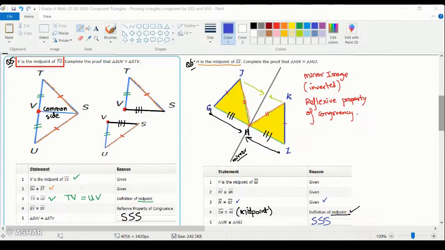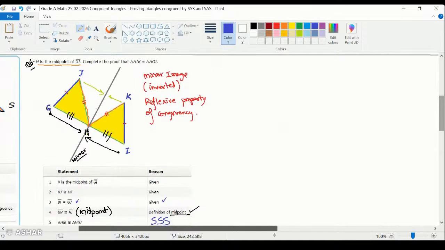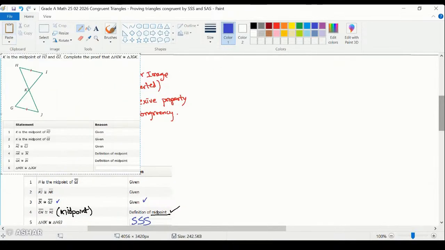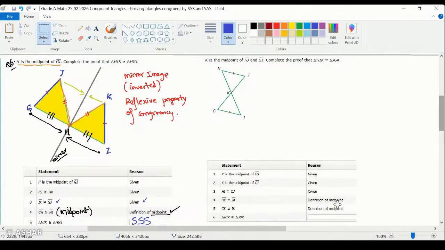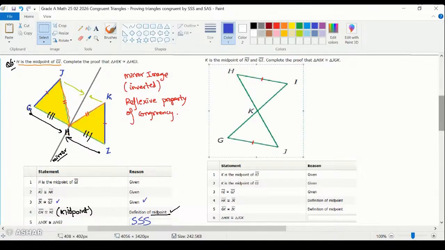Moving ahead to the next question. For the next question, it says K is the midpoint. They have given us a midpoint. They want us to find the missing property, to check whether side angle side or side side side would be used. Let me just realign this. These were the properties given to us. This was the diagram that has been given to us, and this is our question number 7.